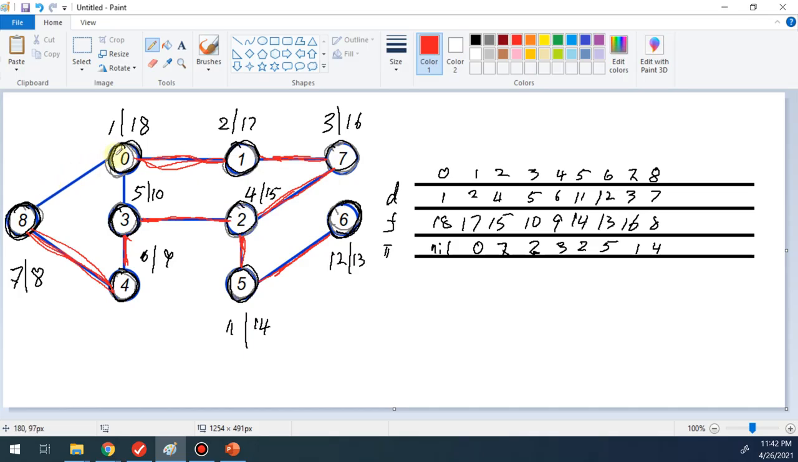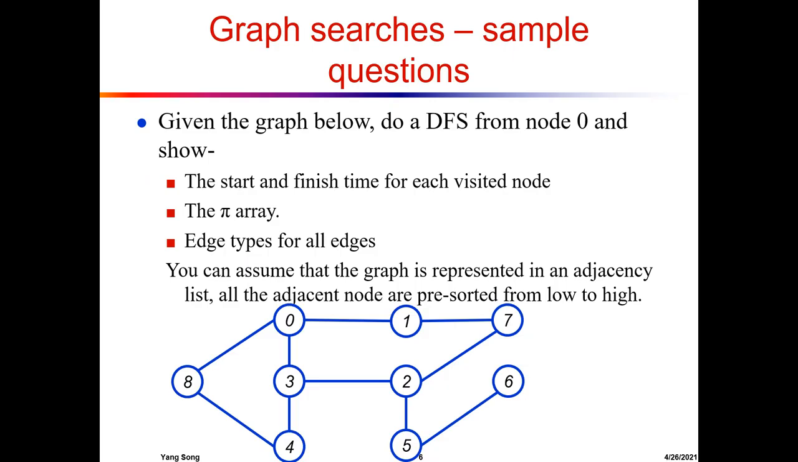Okay, so this is my solution to this problem. So let me show you the problem again. So just now we said, for each of the nodes, we want to label the start and the finish time, and then we have the pi array, which shows for each node which is its parent, and then for each edge its type, and we have already labeled all of them. There are only 2 back edges, and the remaining ones are all tree edges. So this is my example about the DFS.